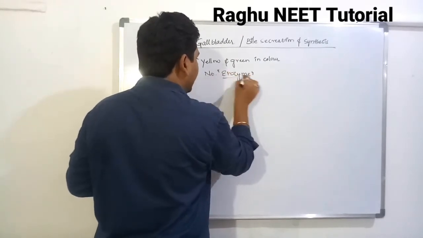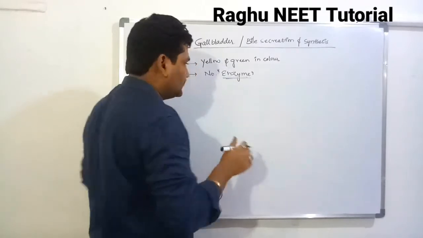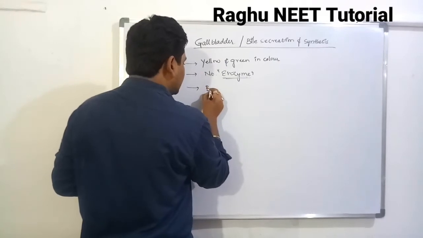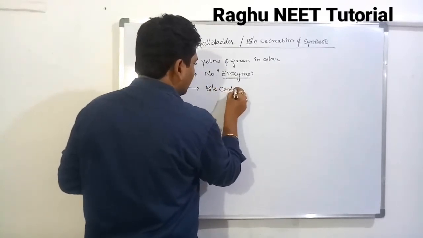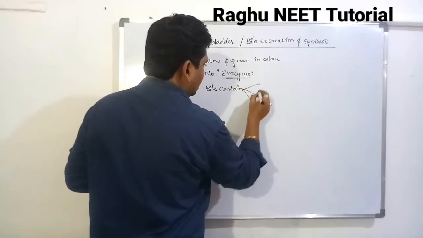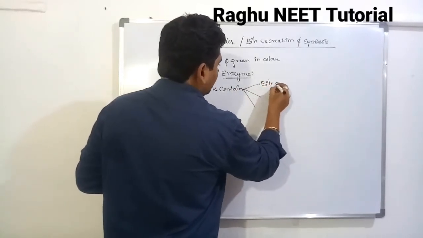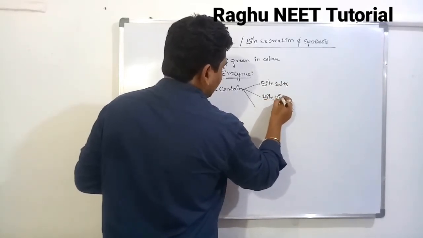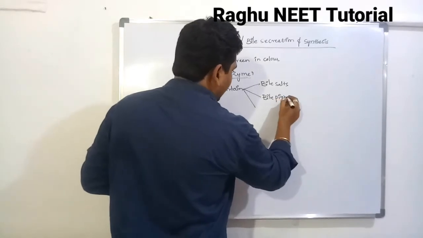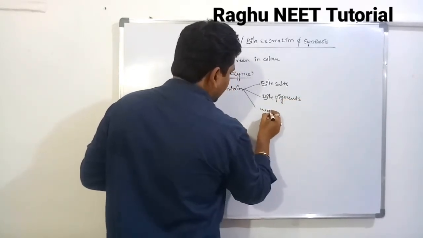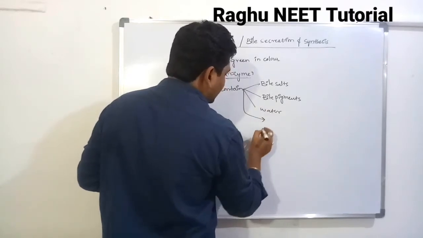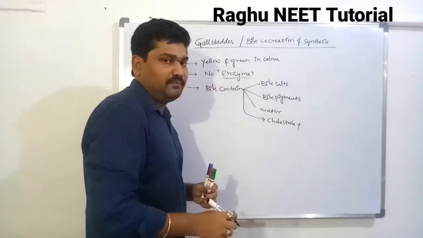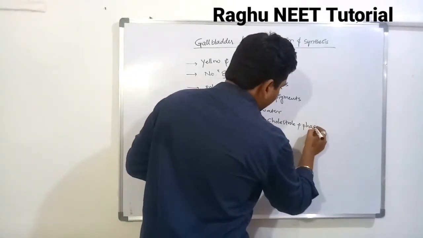Does the bile contain any enzymes? No, there are no enzymes. But the bile contains bile salts, bile pigments, water, and some amount of cholesterol, along with phosphate.